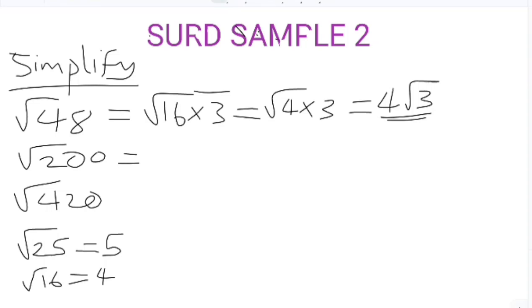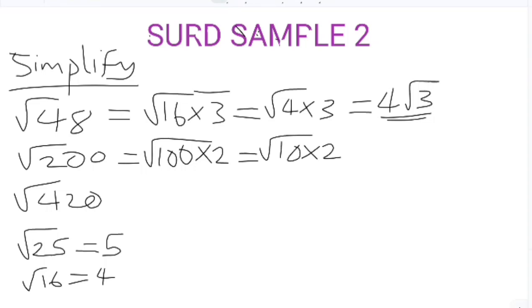Note 100, we could find two numbers that would multiply to give us 100. That is 10 times 10, right? So 100 times 2 would give us 200. So you have 100 times 2 equals 200, right? Now the square root of 100 is 10, isn't it? So you have 10 times 2. We bring out our 10 root 2, and this is our final answer.